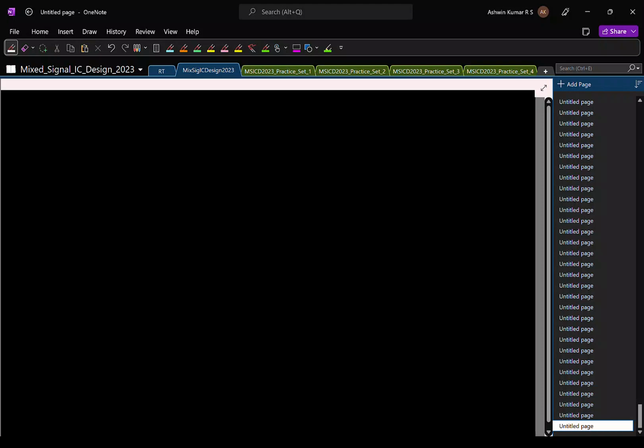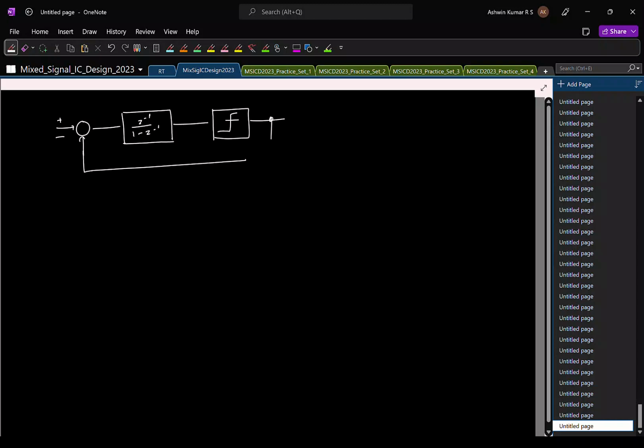So let's look at how we can implement the circuit. Let's start with a simple first order. You guys know everything, we just have to put things together. Let's quickly do that. For a first order case, what is the loop filter? Z inverse by 1 minus Z inverse. And let us say I take a single bit quantizer here. This is my U.